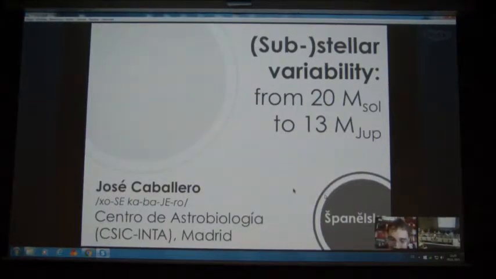Dobrý den. Just if you don't understand me, just interrupt me at any time, or if I'm close to the end of the time, just tell me, José, hurry up. Let's start. I repeat the title, Substellar Variability from 20 solar masses to 13 Jupiter masses. And as you can see at the bottom right, I'm calling you from Spain.